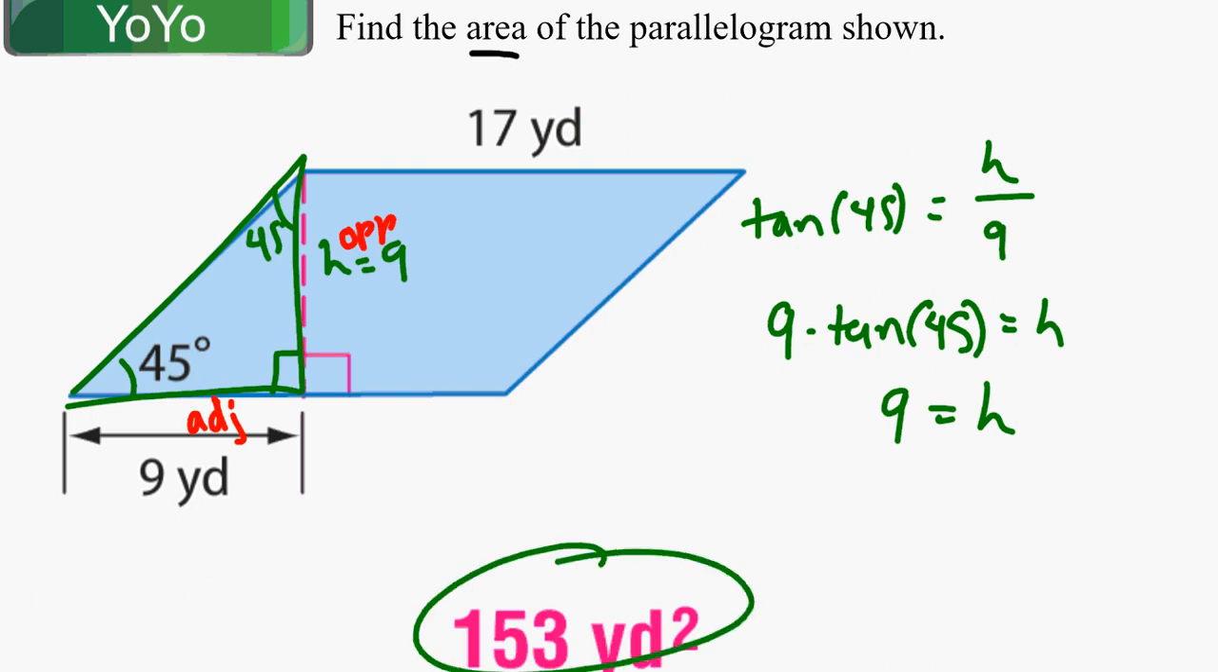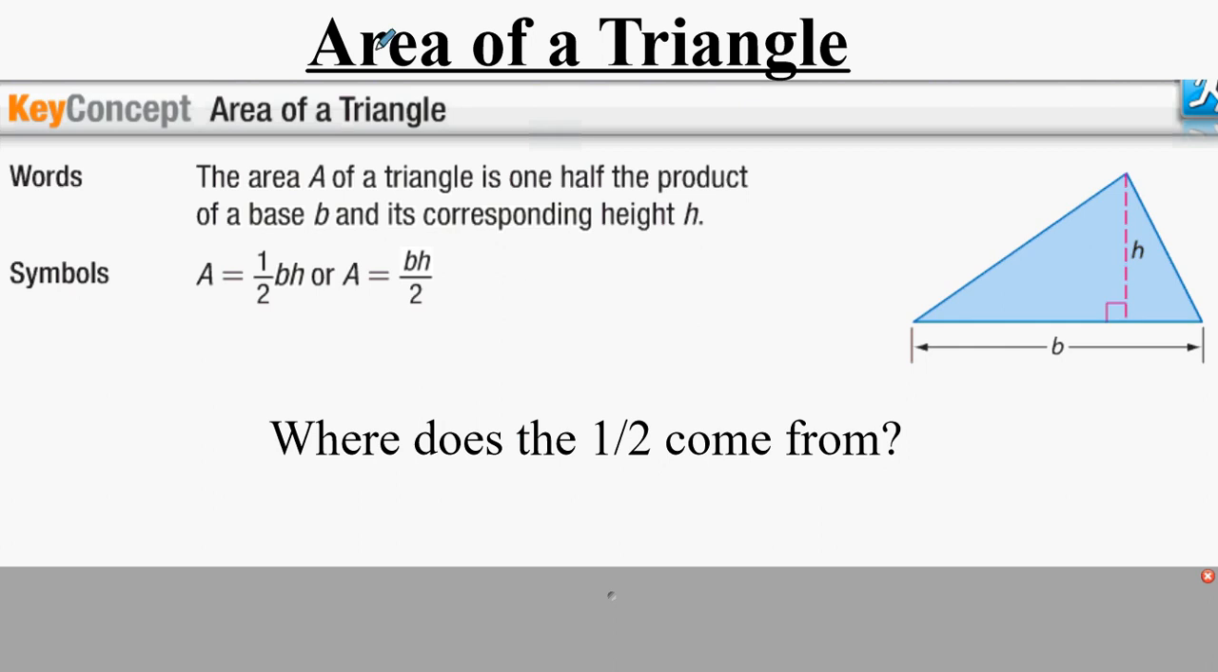So there's our first shape, parallelograms. Our second shape for this unit is triangles. The area of a triangle is 1/2 base times height. Where does the 1/2 come from? If you want to think about it for yourself, pause the video now because I'm about to inform you.